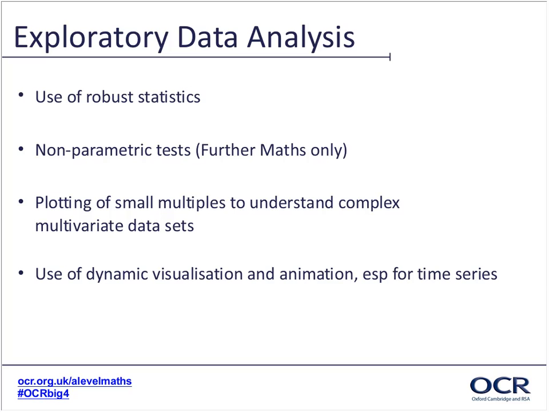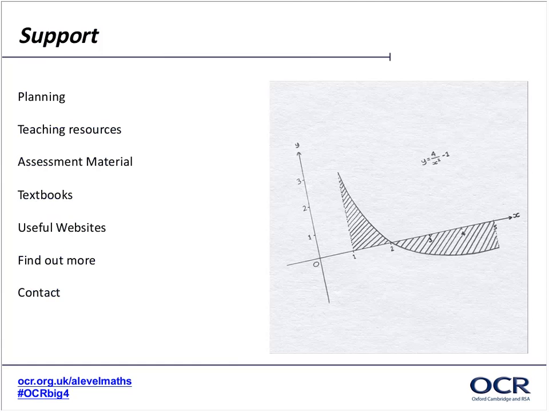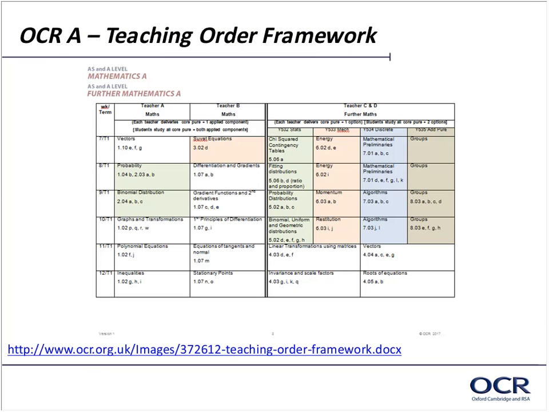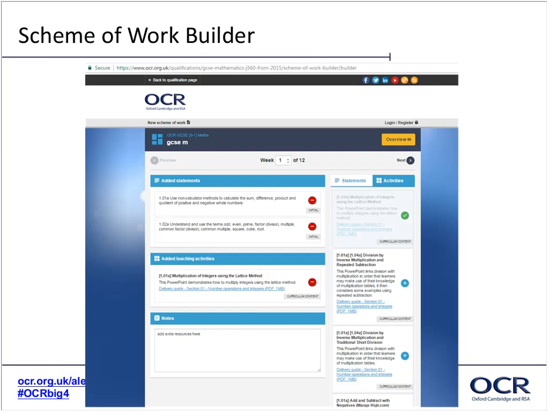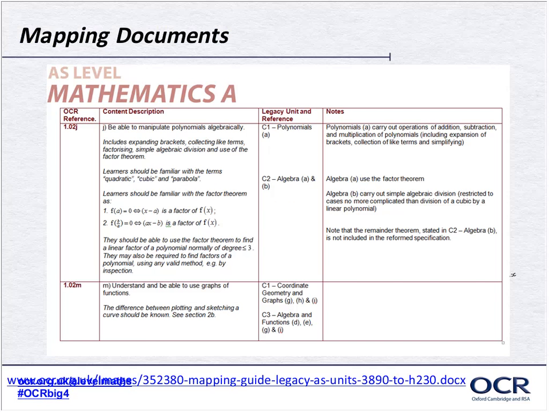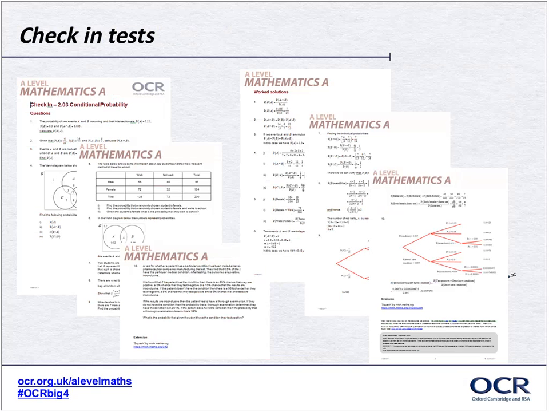Okay, so I better wrap up there because we need to leave it there. So I'll just run through the last few slides. Thinking about planning, these are more general planning things. We have this teaching order framework, which is a complete solution to maths and further maths. All 4 options, completely co-teachable. So that's on the website, worth having a look at. The scheme of work builder, mapping documents, checking tests, which are topic-based tests, going through all the overarching themes for each topic. So including, of course, statistics and data presentation and interpretation, not focused on the large data set.